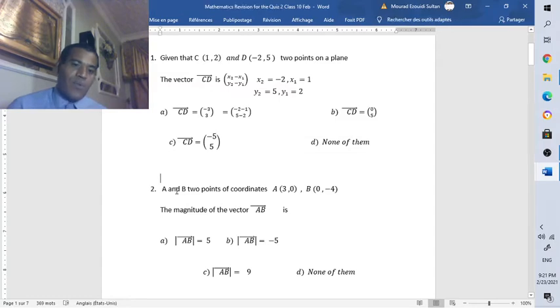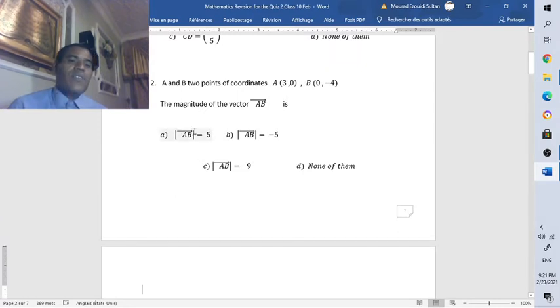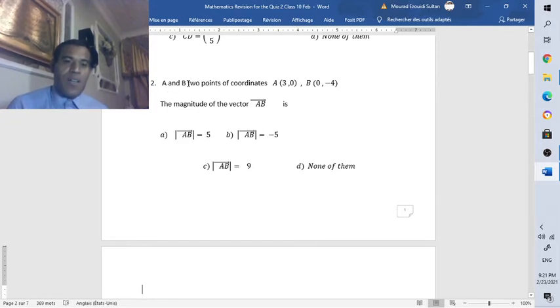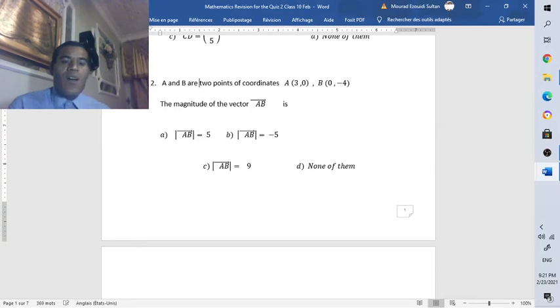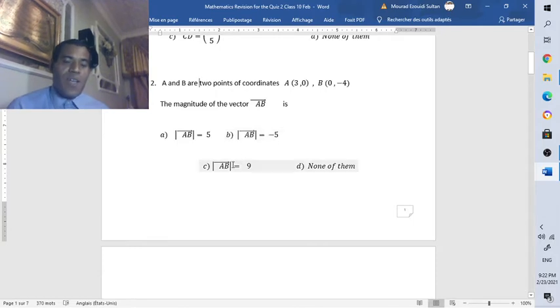Now question number 2, who can read the question? Let's have Farah read the question. Okay, A and B are 2 points of coordinates A (3, 0) and B (0, -4). The magnitude of the vector AB, where the magnitude means the length of the vector AB, is it 5, or -5, or 9, or none of these answers?